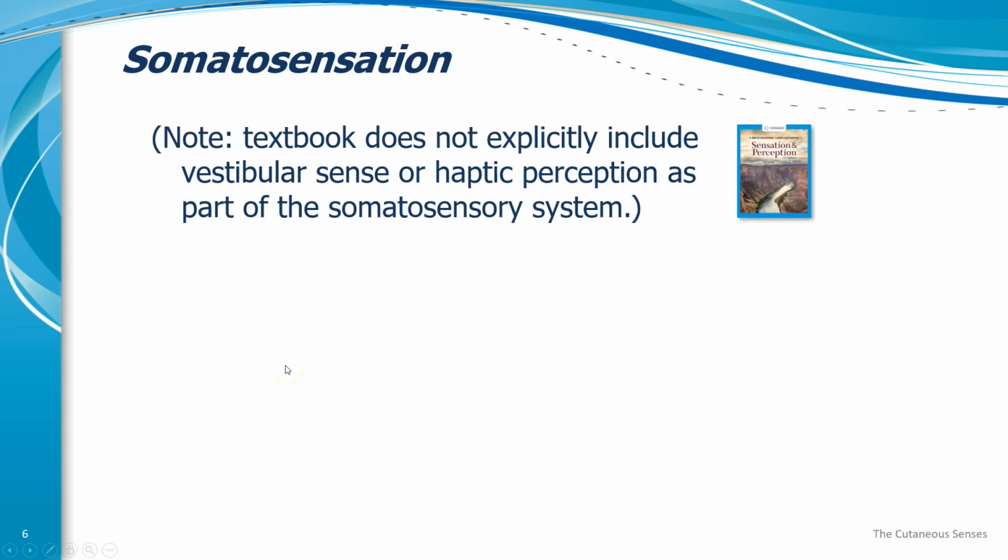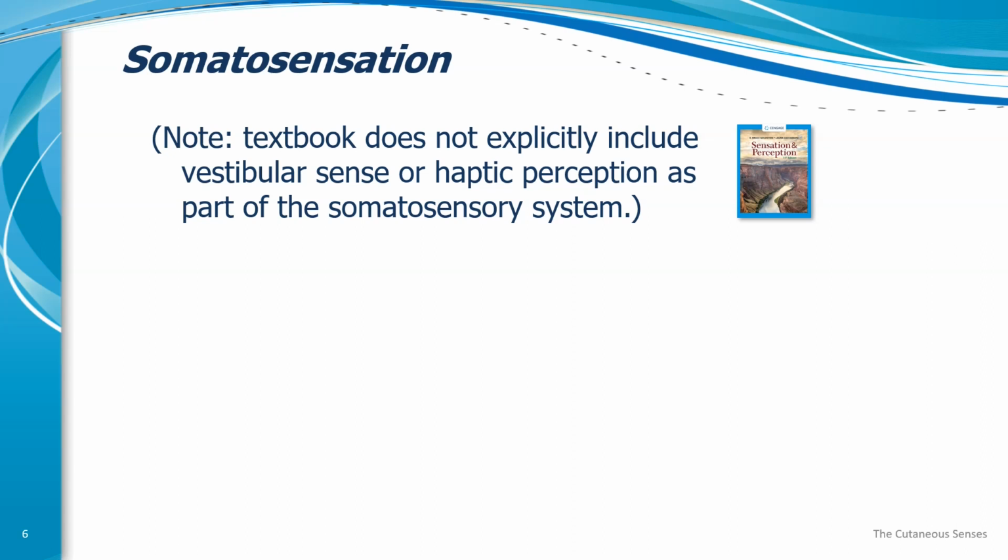There is something that I wanted to point out in the textbook. Now, in the glossary, the textbook does have an entry for the somatosenses, and in there, it includes the cutaneous system. It includes the proprioception and kinesthesis, but it does not explicitly say that the vestibular sense or haptic perception is part of the somatosensory system.